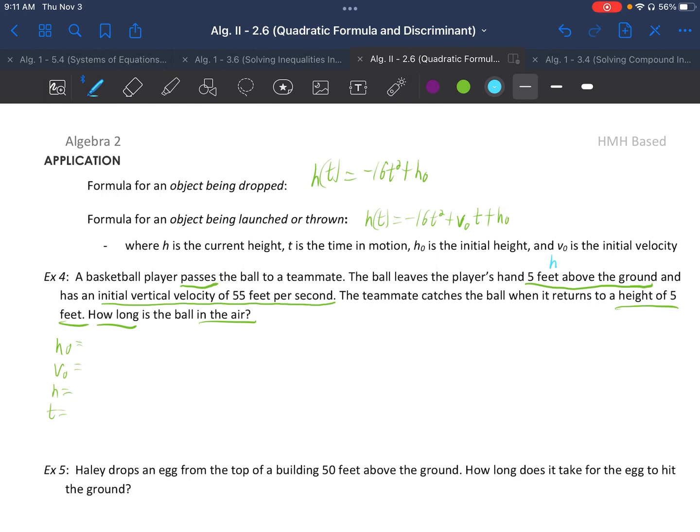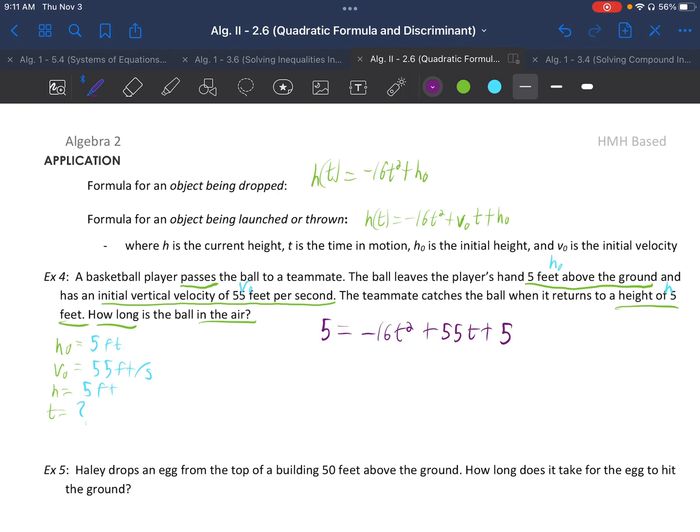Well, we know the initial height. We're told leaves the player's hand 5 feet above the ground. That's the initial height, 5 feet. We know the initial velocity, it says here, is 55 feet per second. The ending height is 5 feet. And the time, we don't know that yet. That's what we're going to find. How long is it in the air? So we take these and we plug it in. This 5 goes for h of t equals negative 16t squared, since we don't know t, plus the initial velocity, 55 times t, plus the initial height, 5.